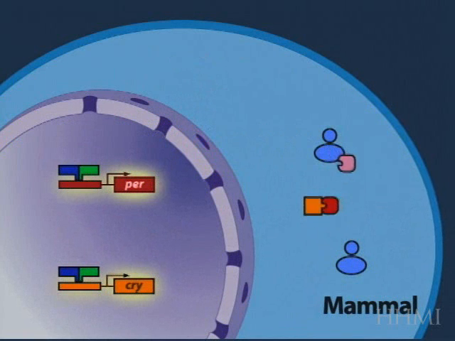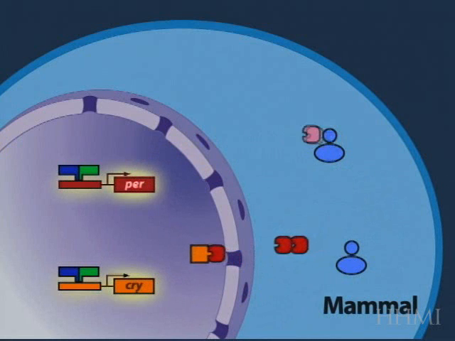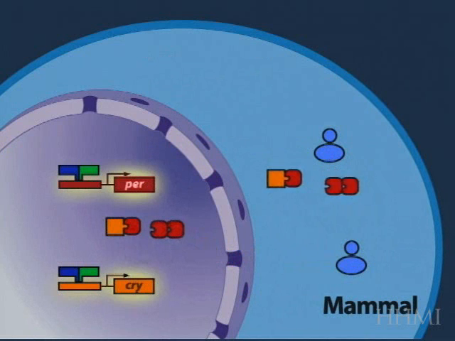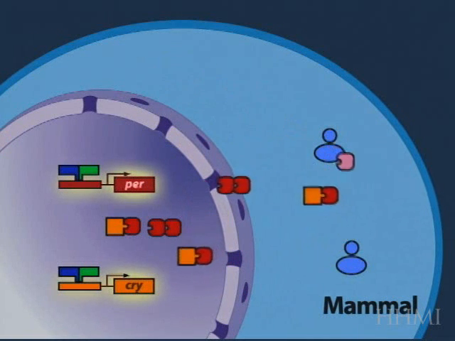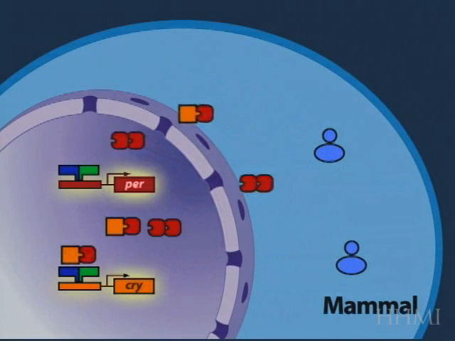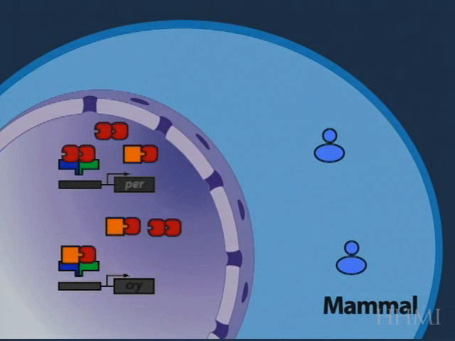And as we saw in Drosophila, once the period and cryptochrome genes are turned on, their RNAs accumulate, proteins are made, but in this case, a number of different dimer combinations can be formed. PER-PER dimers, cryptochrome-PER dimers, and different combinations of the various PER and cryptochrome proteins. They then translocate into the nucleus where they interact directly with CLOCK and BMAL to then turn off the period and cryptochrome genes.